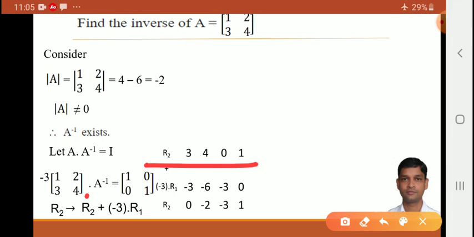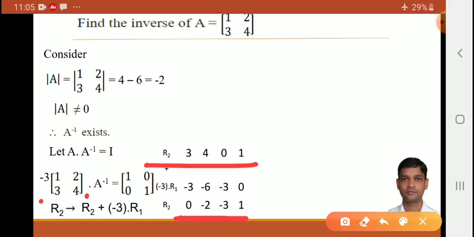R2 means this R2, 3 4 0 1, plus -3 into R1. Multiply R1 by -3. So -3 into 1 is -3, -3 into 2 is -6, -3 into 0 is 0. Now add: 3 plus -3 is 0. 4 plus -6 is 4 minus 6, that is -2. 0 minus 3 is -3. 1 plus 0 is 1. So now R2 becomes 0, -2, -3, 1.